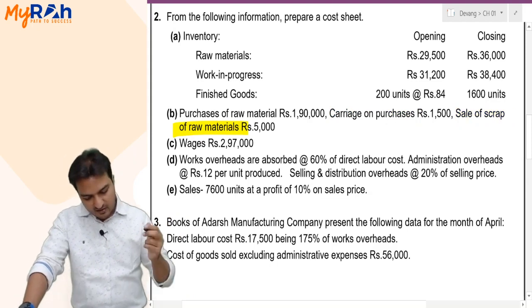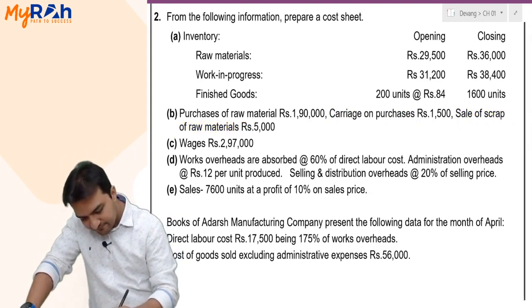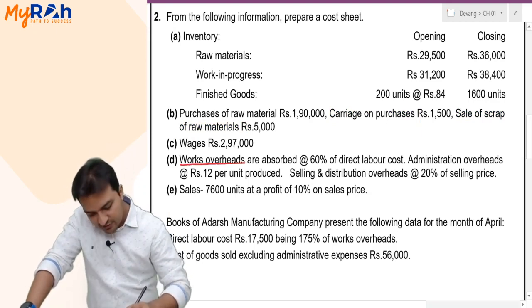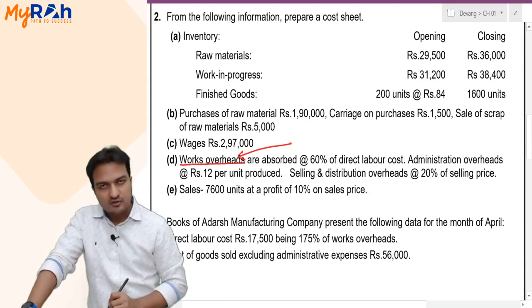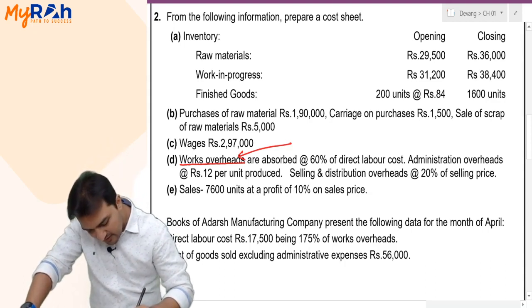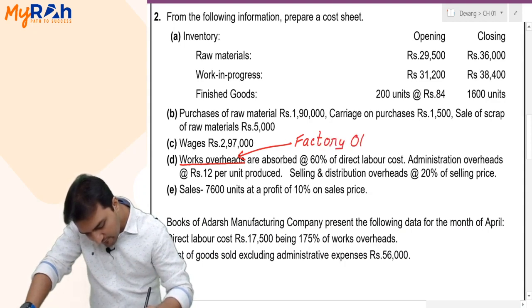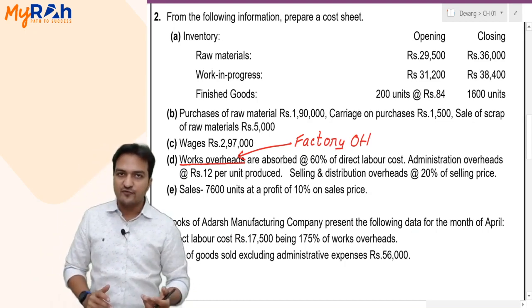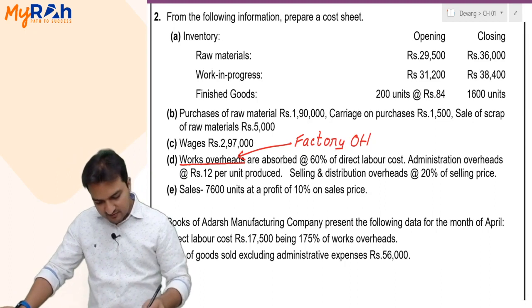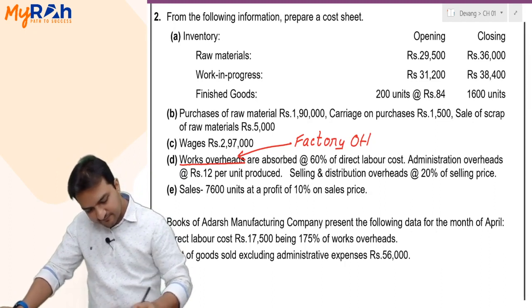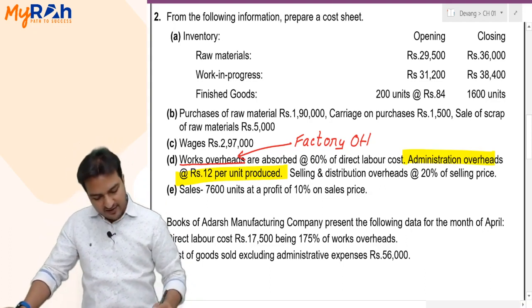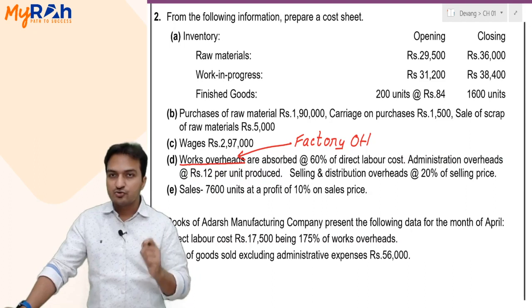Yeah. Further, some new words that you see here. You see one new term here called works overhead. Well, you need to remember this, memorize this. The word works overhead is another name for factory overheads. The word works means factory. Works overhead is another name for factory overheads. Done? Yes. Further, in that you are given admin overheads 12 per unit produced. It is same like question number 1. And other things I need you to try. Please do try question number 2.